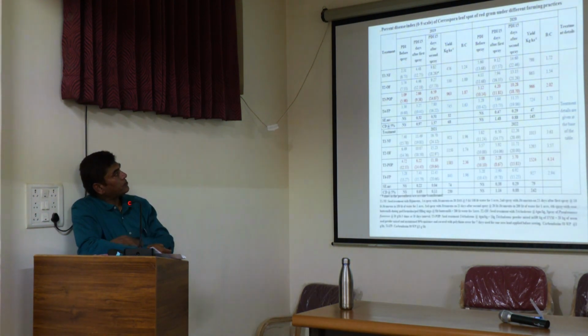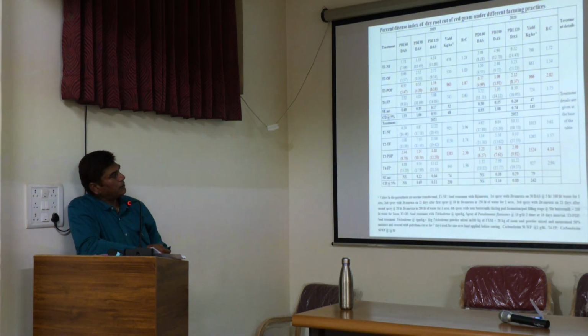In case of Cercospora leaf spot in red gram, same trend. In case of dry root rot of red gram, the package of practice gives good control, followed by organic farming, and third one is natural farming.